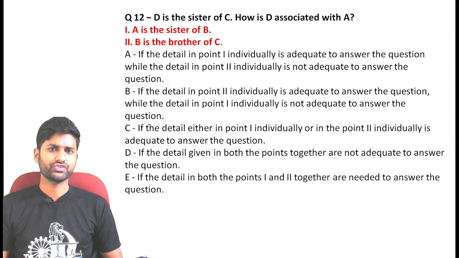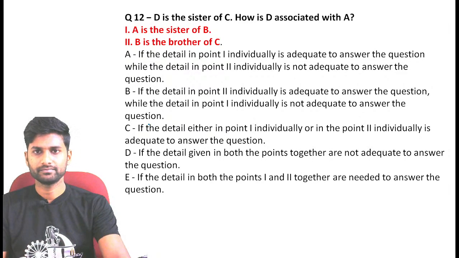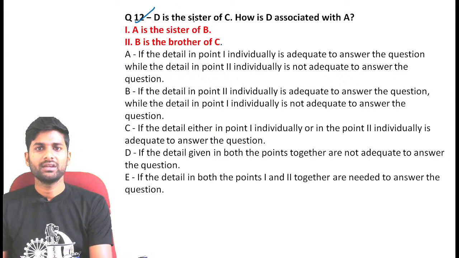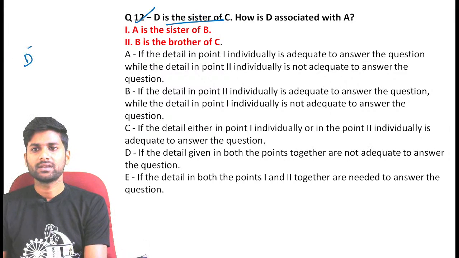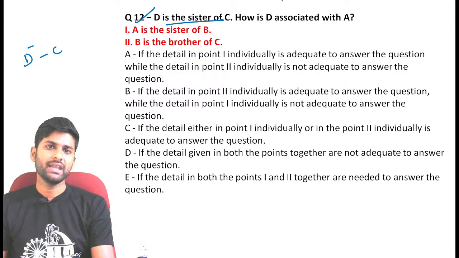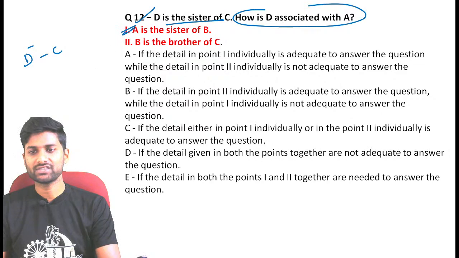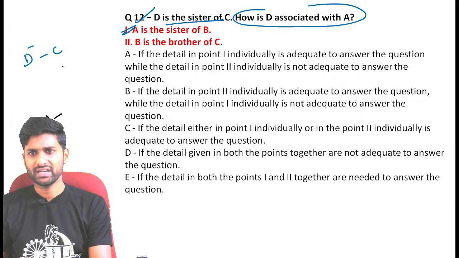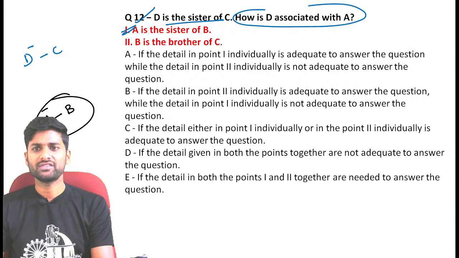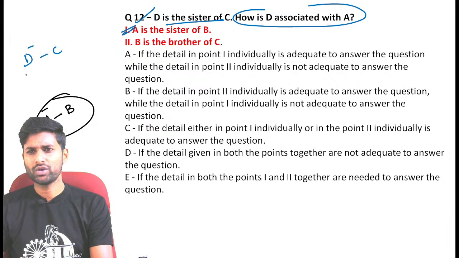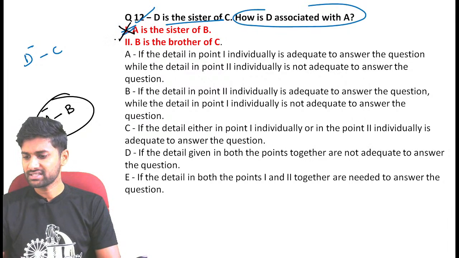So this question is related to relations. Now see the question. What is the question? See, D is the sister of C. Here the question is to find how D is associated with A. Take statement one alone, guys. A is the sister of B. That is completely out of information related to D and C. So this is out of information. Based on this, there is no clear information for D and A, so we can't define the answer. One alone is not sufficient for that answer.